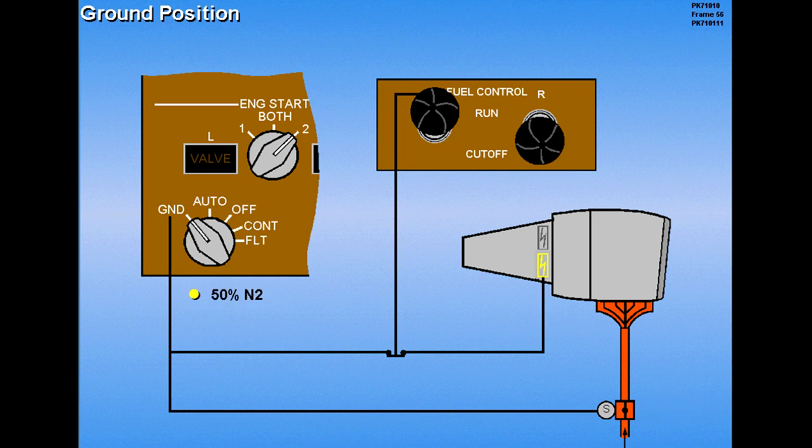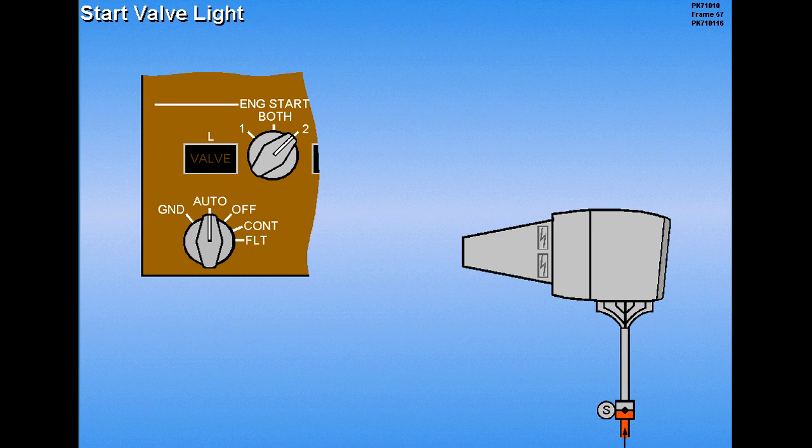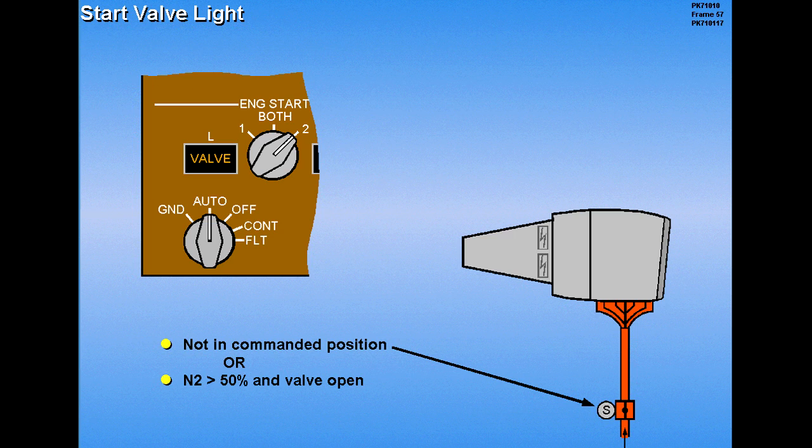At 50% N2, power is interrupted to the start selector and it moves to auto. This deactivates the ignition circuit and commands the start valve closed. The engine start valve light illuminates when the start valve is not in the commanded position, or the valve is open with N2 RPM above 50%.